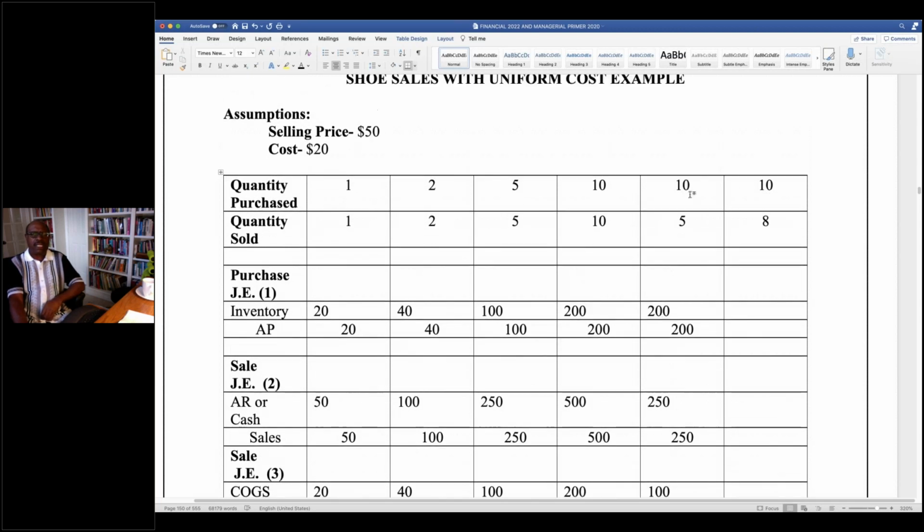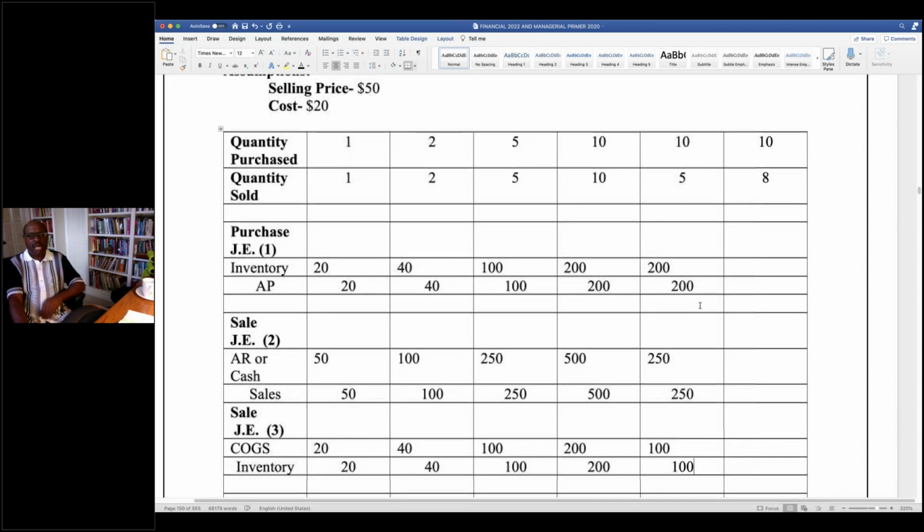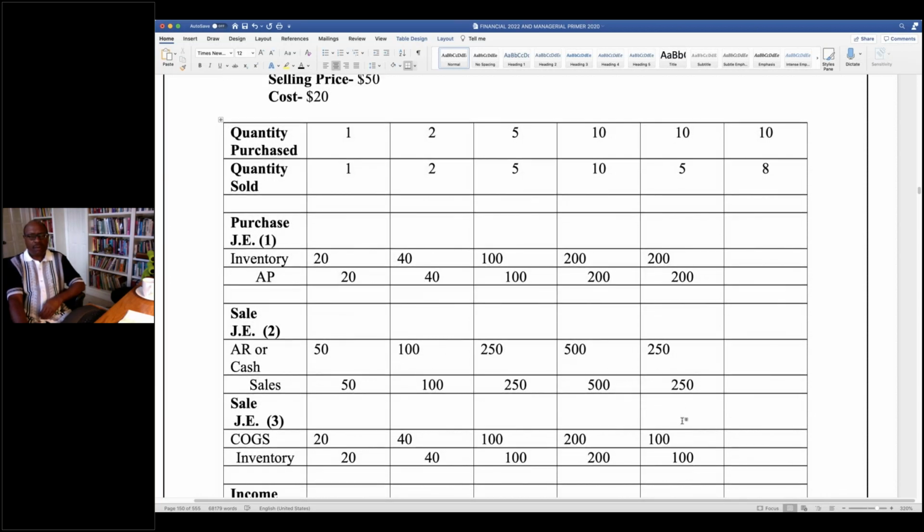So we have the 10 pairs of shoes that we purchased. We sold 5. This is typically going to be the case. So we purchased for 200, but just like in that supplies example, we're only putting in cost of goods sold what we sold. Remember, when we purchased supplies, we only transferred out what was used. So we sold 5, we're getting 250, but the cost of those shoes is going to be 100, just the 5 that we sold. The others are still in the inventory account.